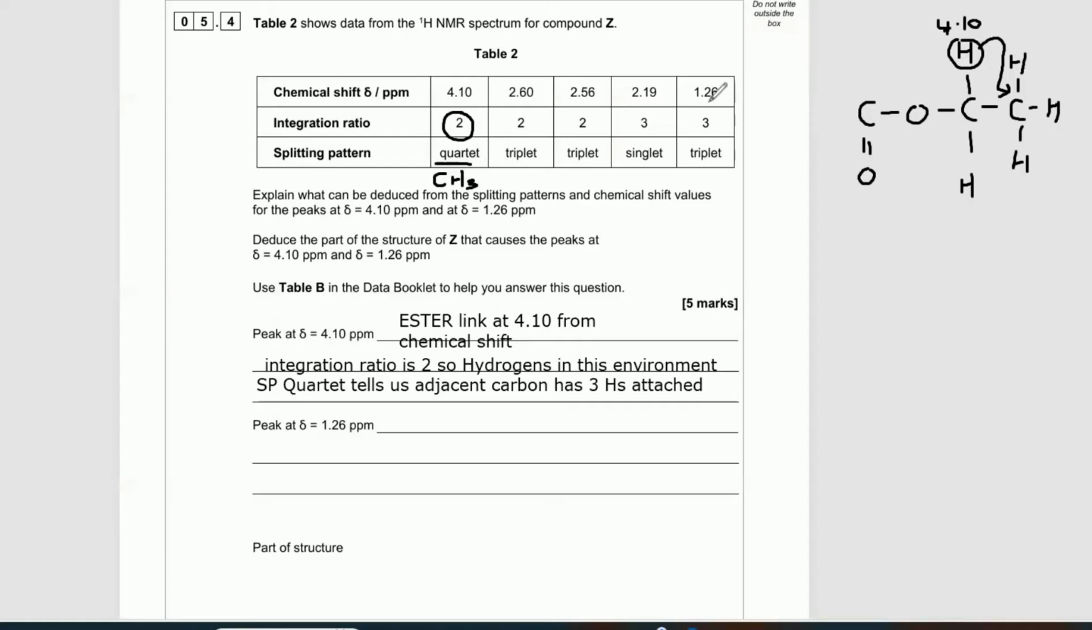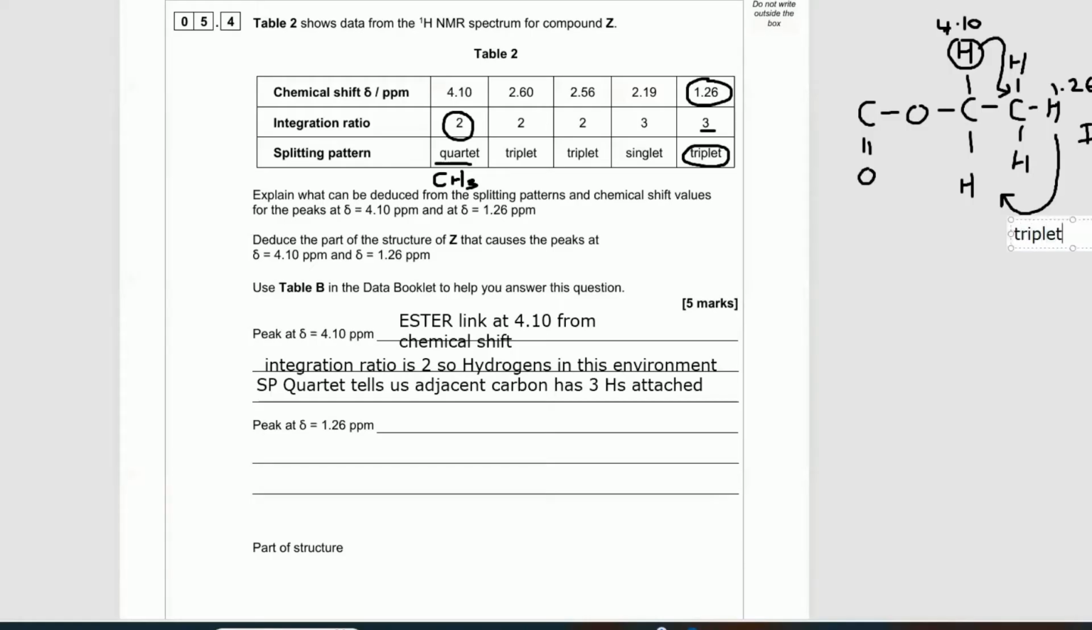Now let's look at the 1.26. If we look at the 1.26, we can just pick any of these 3 hydrogens and say it's 1.26. Why am I assuming this is the 1.26? Well, it has an integration trace of 3, telling me that there are 3 hydrogens, and it also produces a splitting pattern, which is a triplet.